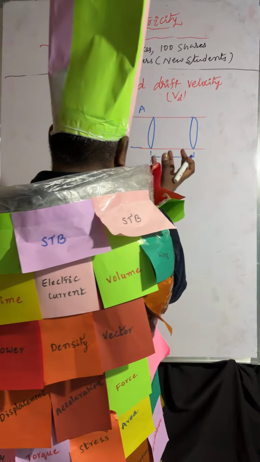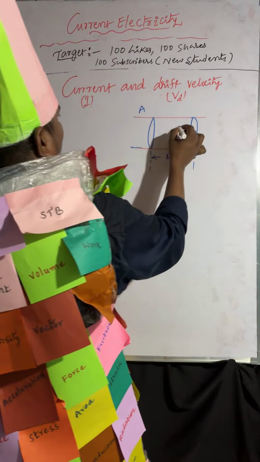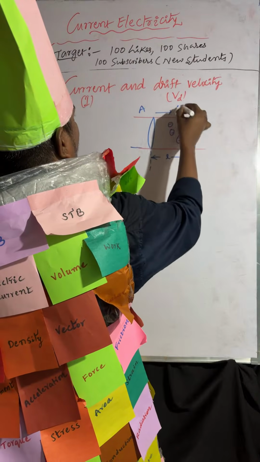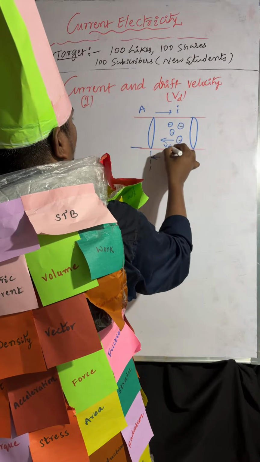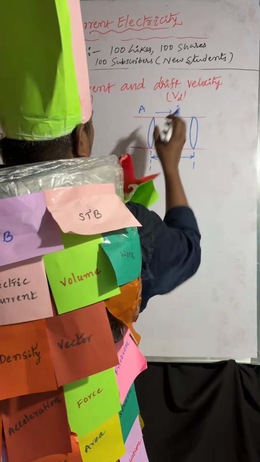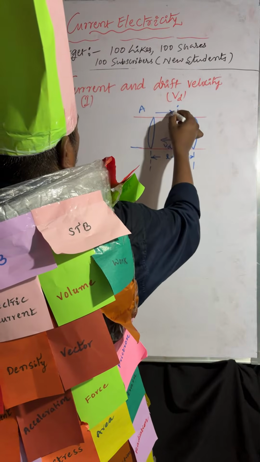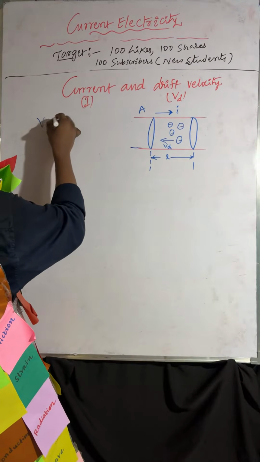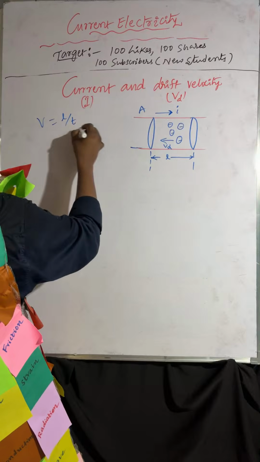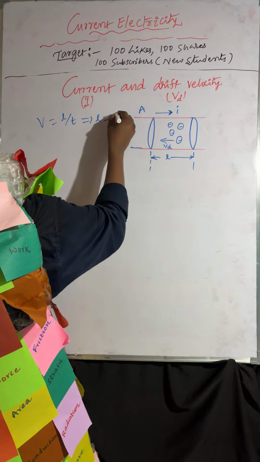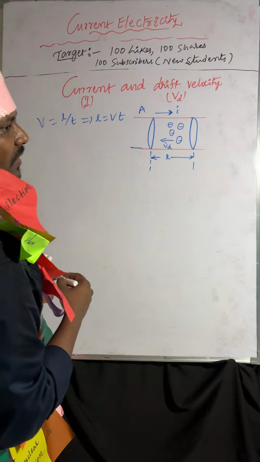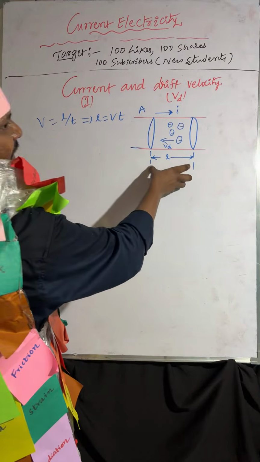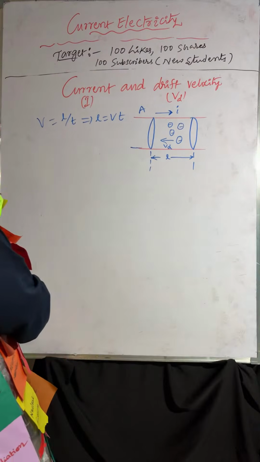Anyway, displacement, distance. Electrons are moving here inside the conductor. Current is moving in this direction. Electrons are moving opposite to the current direction. So v equal to L by t. From this, L equal to v into dt. Velocity equal to displacement by time taken. Displacement is nothing but L, so L equal to v into t.